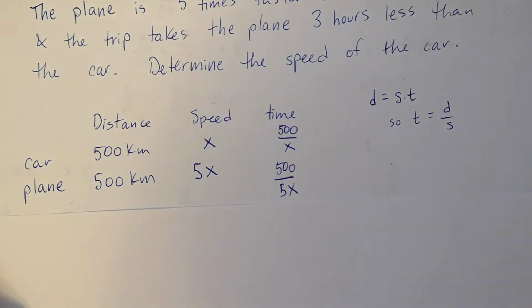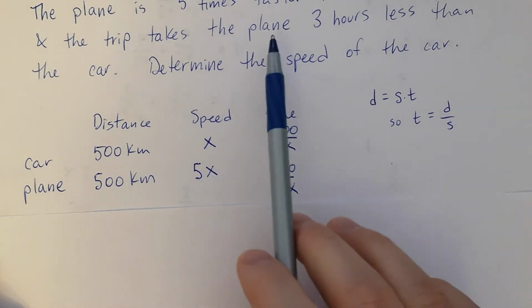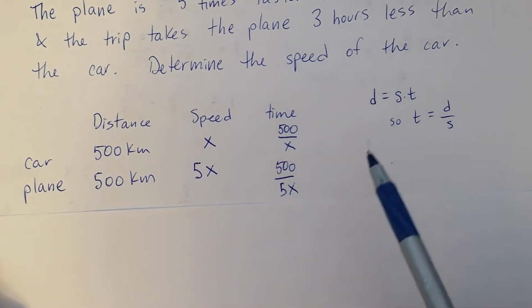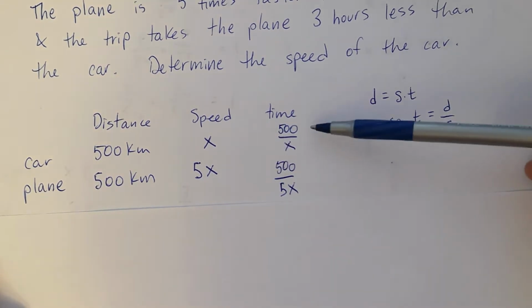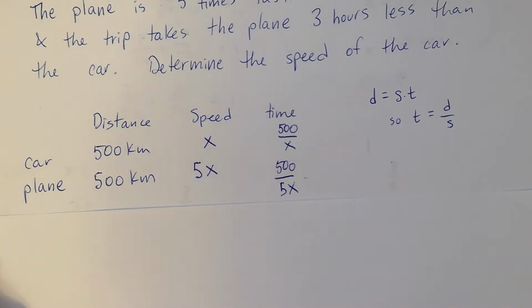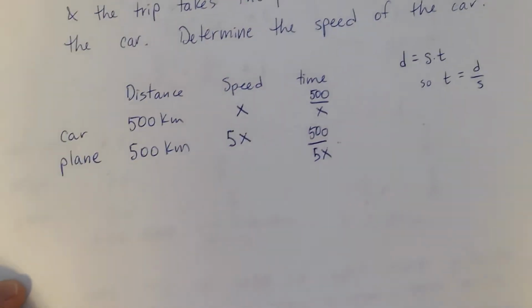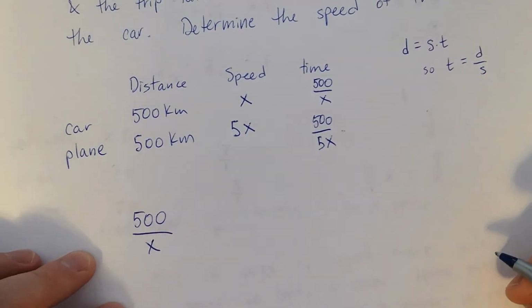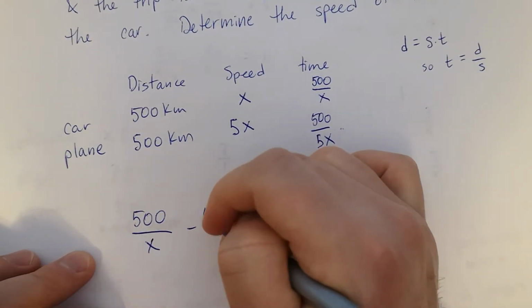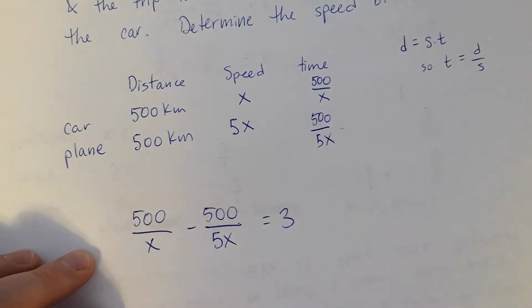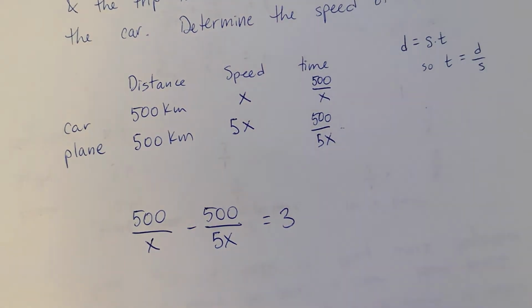Okay, there's one more piece of information we know, and that is the plane took 3 hours less than the car. Another way of thinking of that is that the car's time is 3 hours greater than the plane's time. The way I'm going to write that is that the car's time, 500 over x, is greater than the plane's time. So if you subtract them, you'll get that 3 hours. I hope that makes sense. I'll just go over that one more time.